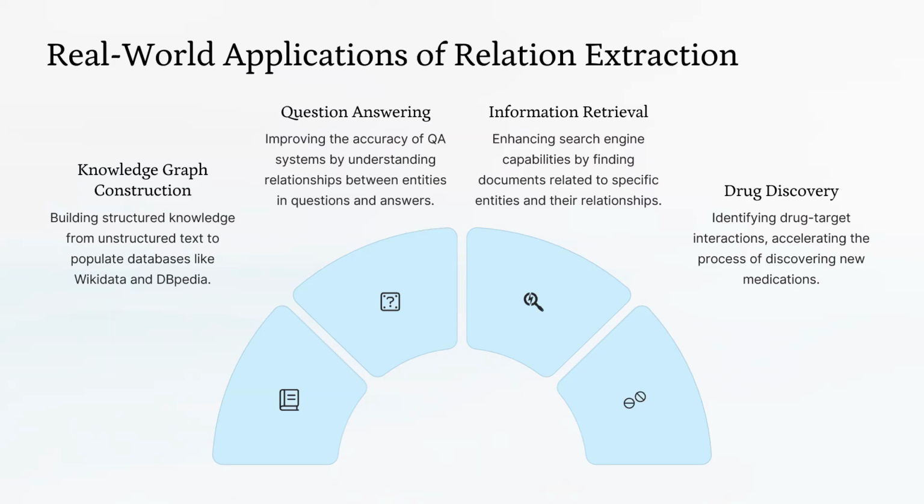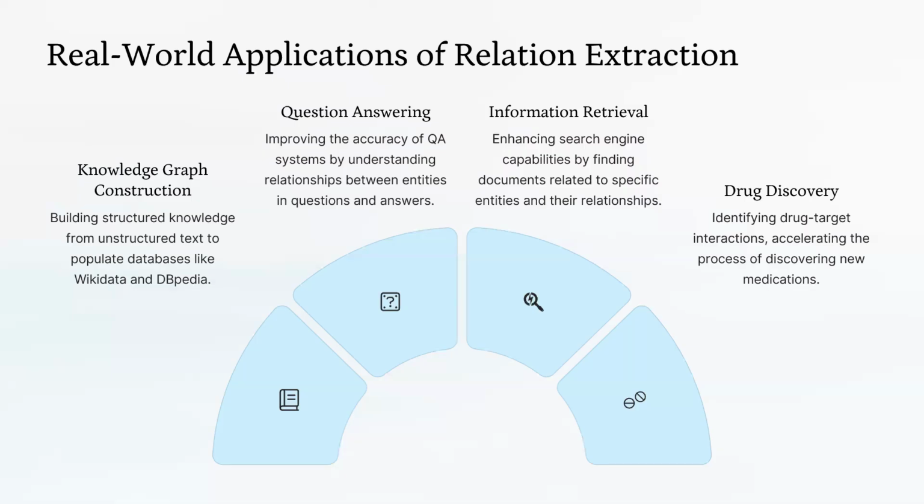Next, going to question answering, relation extraction enhances accuracy by understanding relationships between entities mentioned in the questions and answers. By linking the relevant entities, the system will provide more accurate, context-aware responses.